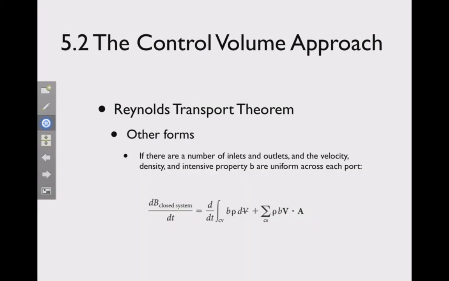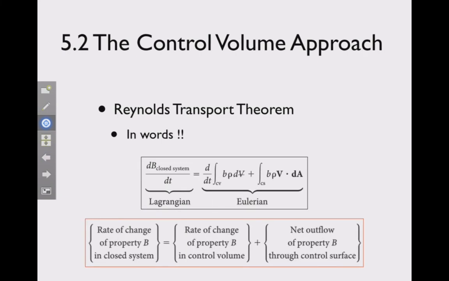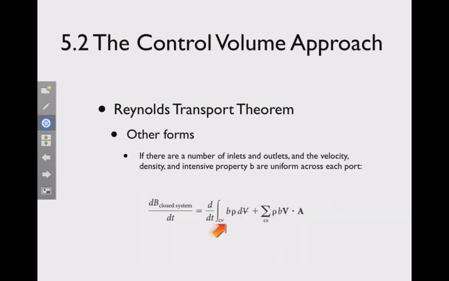This can be expressed in other forms. I'll just go through these quickly. You can see that the equations are a little bit different here. We've replaced this integral with a sum, and this is going to be the case if the intensive properties are uniform across each port. So things are going to be simplified if we know we have uniform flow.